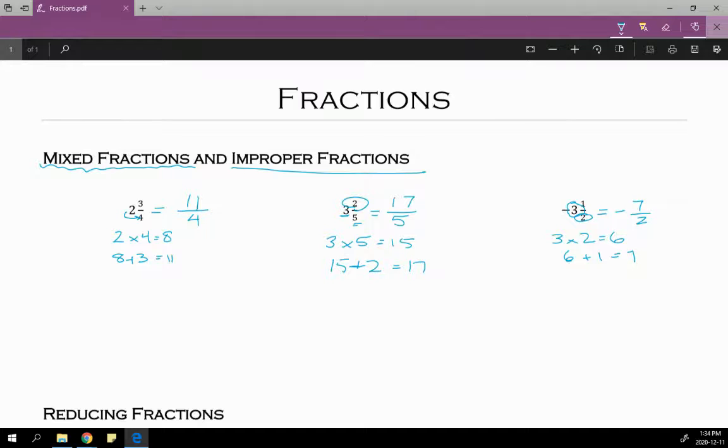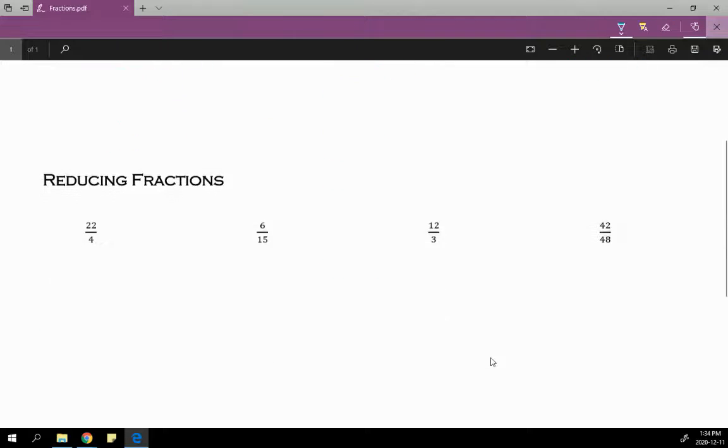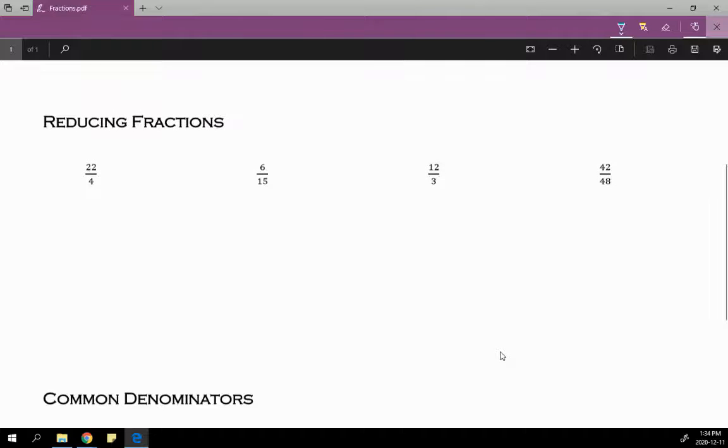Okay, now let's do a couple examples of reducing fractions. So when you're reducing fractions, you want to be putting it into lowest terms. So you want to be looking at what is the biggest number divisible by your numerator and your denominator. So when I'm looking at this first example here, 22 over 4, I notice that they're both even numbers. So I can divide both my numerator and my denominator by 2. So that's going to give me 11 over 2.